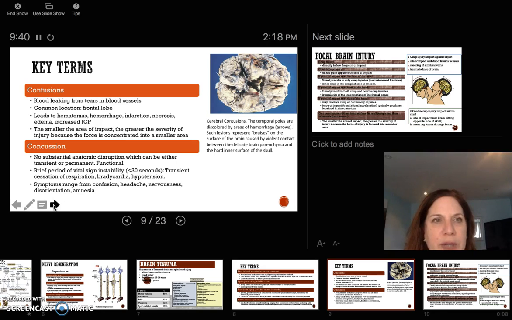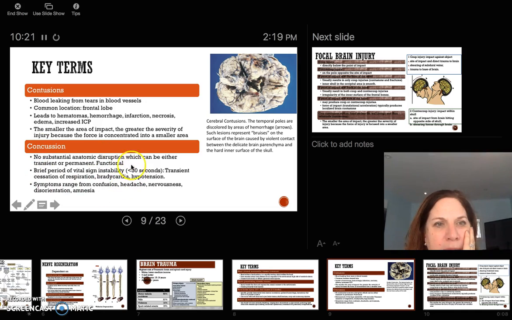So what is a brain injury? We can either have a contusion or a concussion. A contusion is where blood actually leaks from tears in blood vessels. It is normally in the frontal lobe, so the front of the brain. It can lead to hematomas, hemorrhage, infarction, which are strokes, necrosis of tissue, edema, or increased intracranial pressure. Or we can have a concussion, where the symptoms can be either transient or permanent, and it can be confusion, headache, nervousness, disorientation, and amnesia.